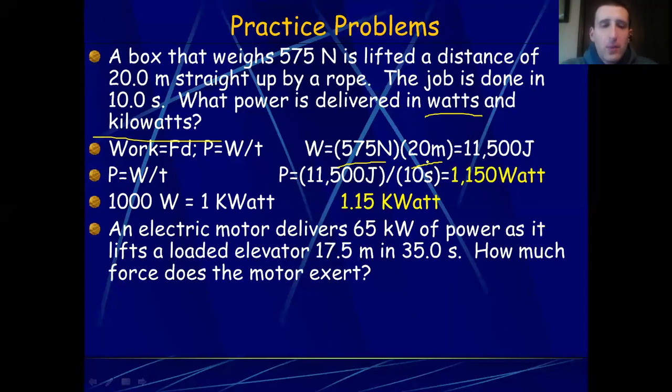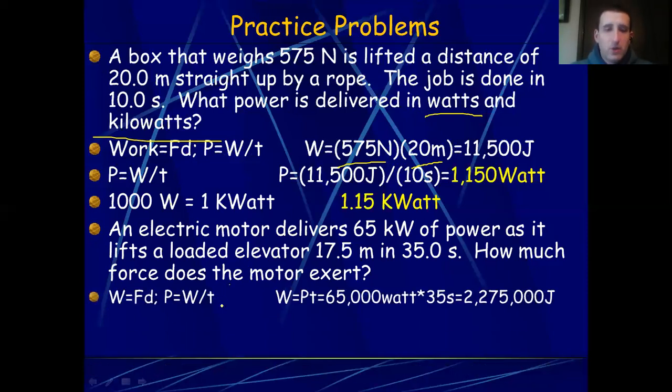Second example question, similar to the first, only we're going to go the other direction. The first time they told us the weight of the object and the time and the distance, and they wanted to know the power. This time they tell us the power of the electric motor, and they want to know what the weight of the elevator is. Again, we're given distance and time. So again, it's a two-part problem. It's these same two simple equations: work equals FD, power equals work divided by time.